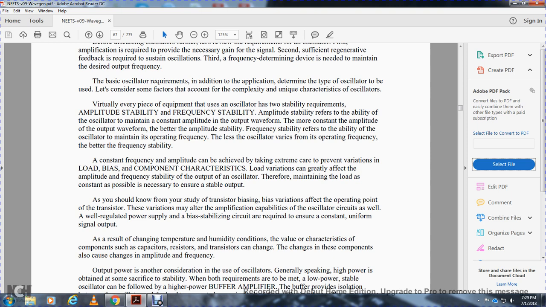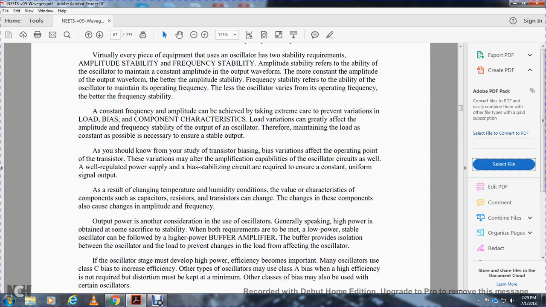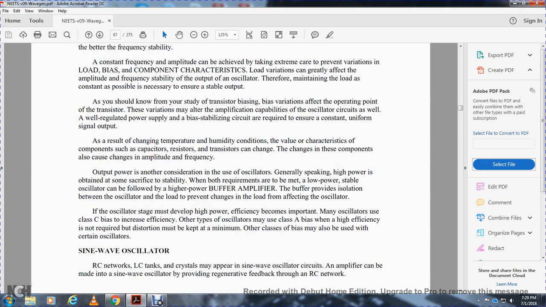Constant frequency and amplitude can be achieved by taking extreme care to prevent variations in load and bias component characteristics. Load variation can greatly affect the amplitude and frequency stability of the oscillator output. Therefore, maintaining the load as constant as possible is necessary to ensure stable output. As you should know from your study of transistor biasing, bias variations affect the operating point of the transistor. The variations may alter the amplification capability of the oscillator circuit, as does a poorly regulated power supply. Bias stabilizing circuits are required to ensure a constant, uniform signal output.